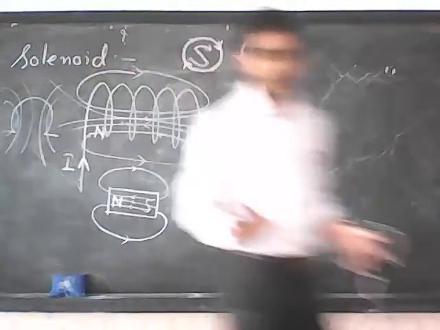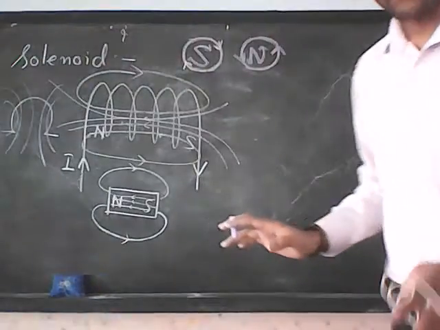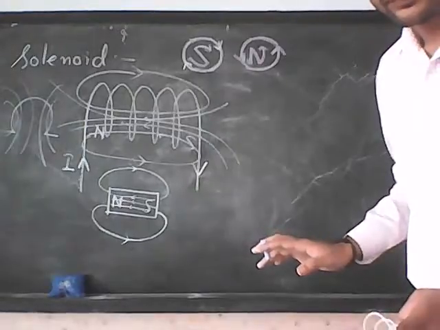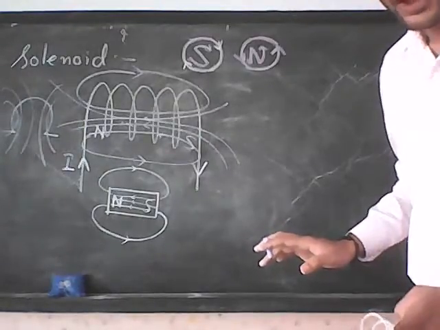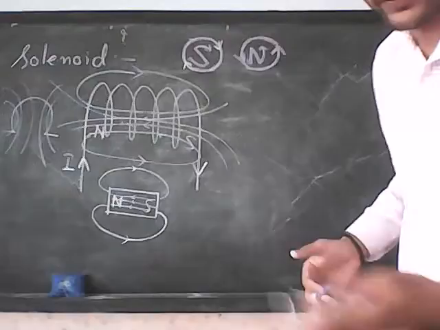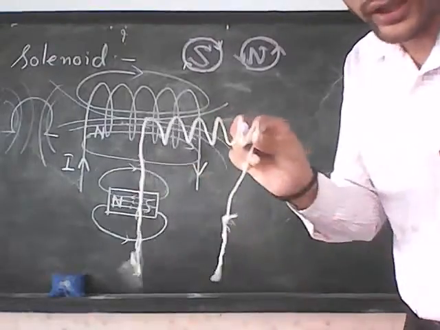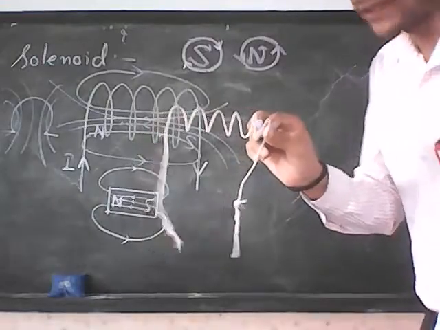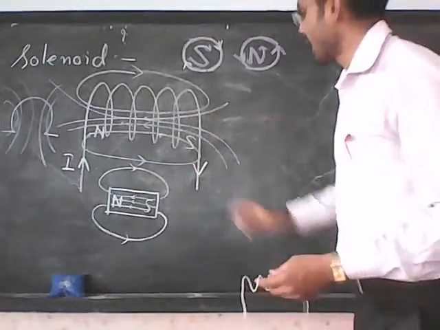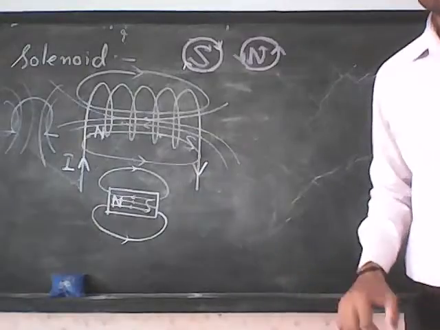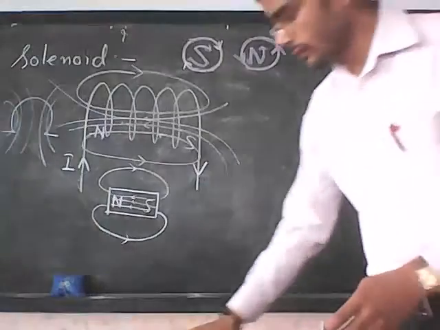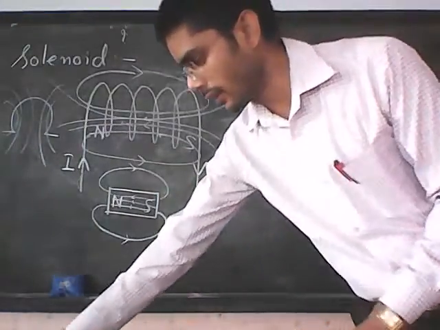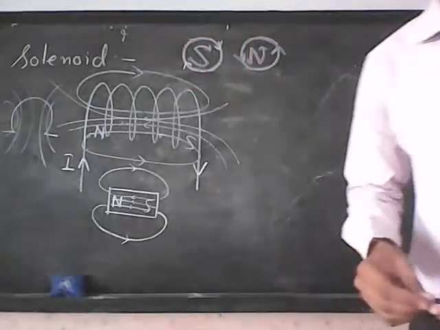So, what is the concept? Did you get this concept? How can you find out the direction of magnetic field in a current carrying solenoid? Okay, good. So you are understanding the things now. Very good. Now I will show this thing practically.